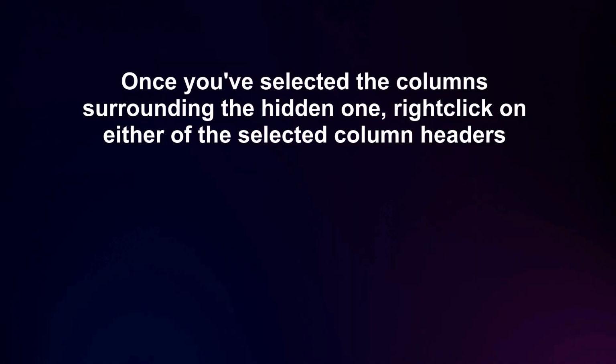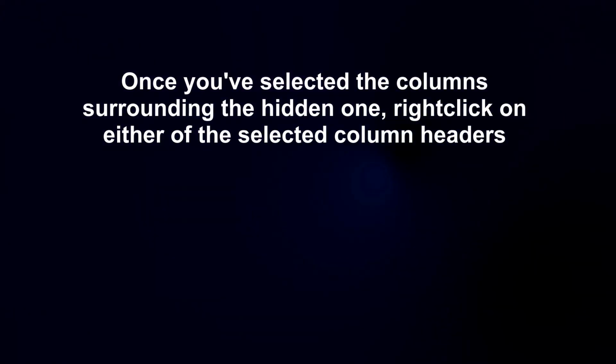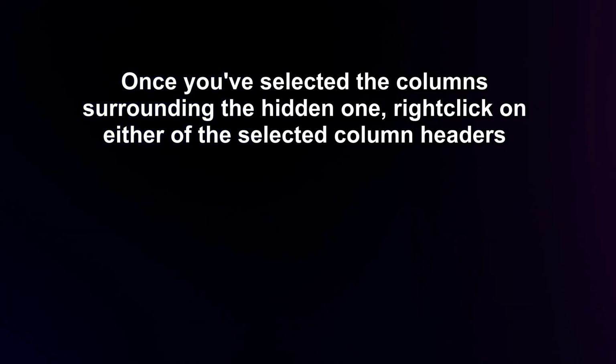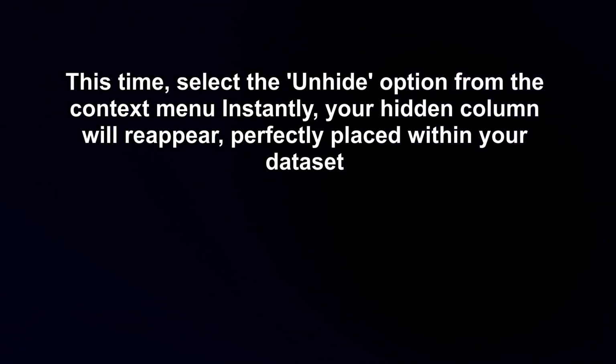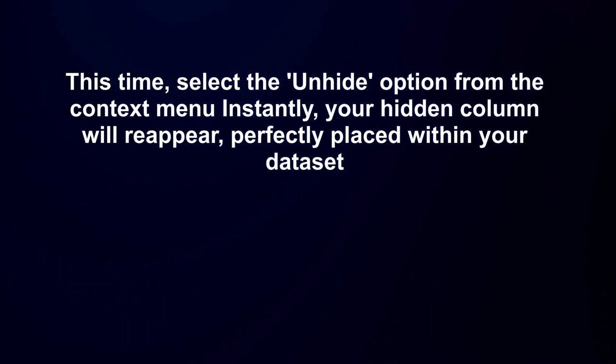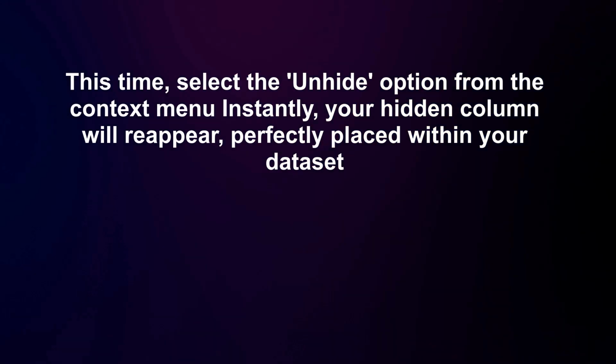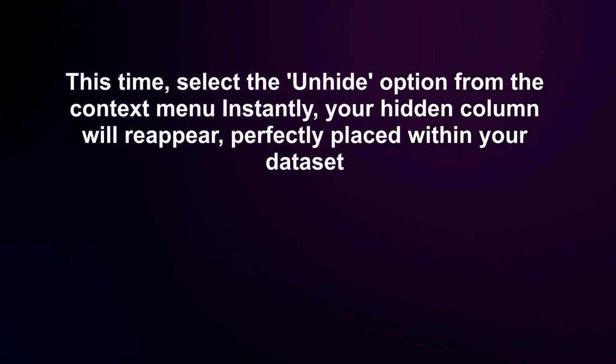Once you've selected the columns surrounding the hidden one, right-click on either of the selected column headers. This time, select the Unhide option from the context menu. Instantly, your hidden column will reappear, perfectly placed within your dataset.